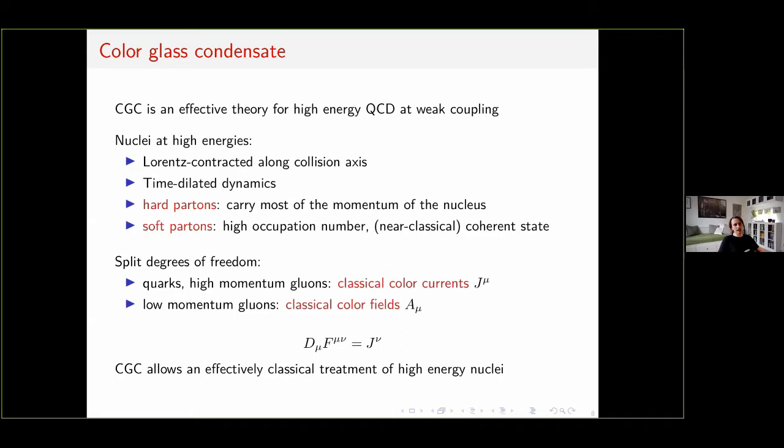near classical coherent state. So in the CGC, the split is made explicit by approximating the quarks, or hard partons, as static classical color currents given by this current here, J^μ. And since the soft gluons form a coherent state, you can describe it approximately by a classical color field, A^μ. And the CGC then couples these two degrees of freedom together through the classical Yang-Mills equation given here. And this basically allows an effectively classical treatment of high energy nuclei.